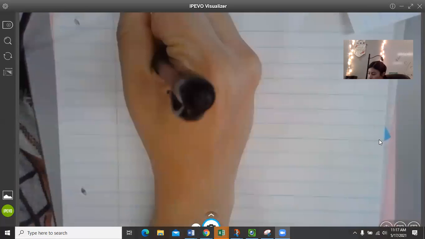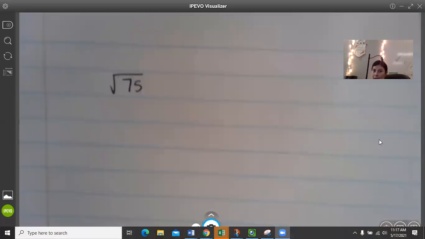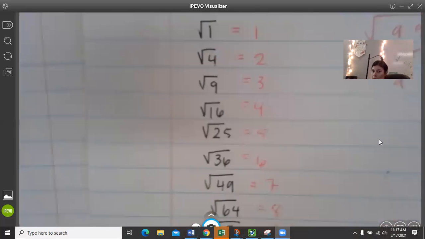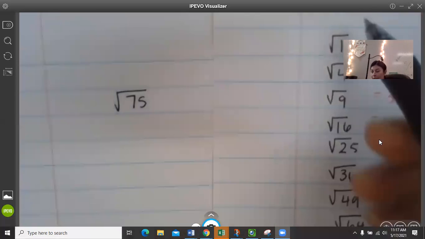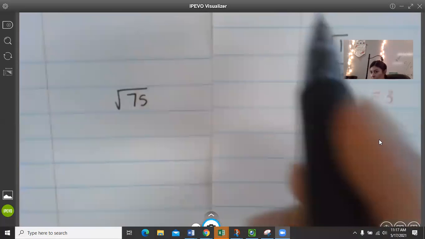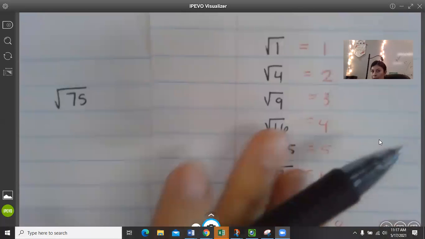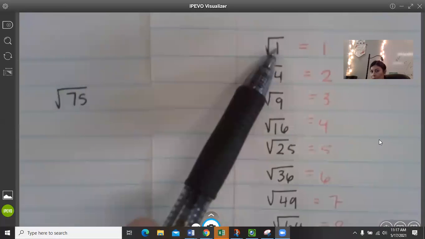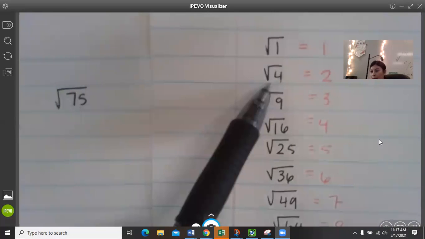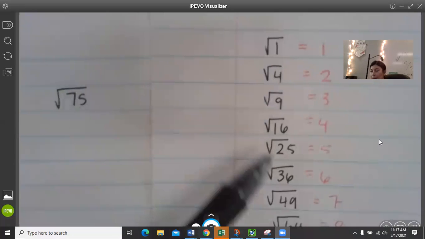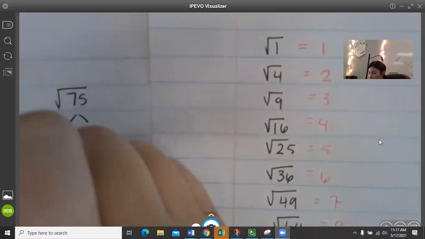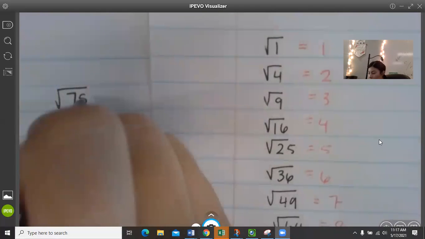So, for example, let's talk about the square root of 75. So 75 is not on this list. What you do is you break down 75 using one of the perfect squares. So on this list, what can I divide 75 by? If I divide it by 1, I'm just going to get 75. Can't divide it by 4 evenly. I can't divide it by 9 evenly. Can't divide it by 16 evenly. But I can divide it by 25 evenly because 25 times 3 is 75.